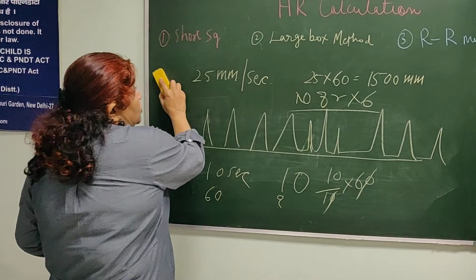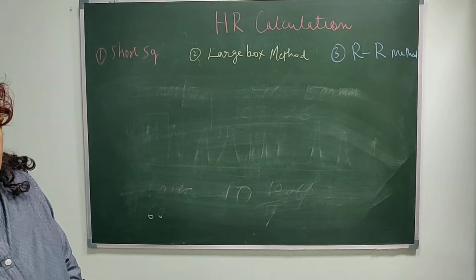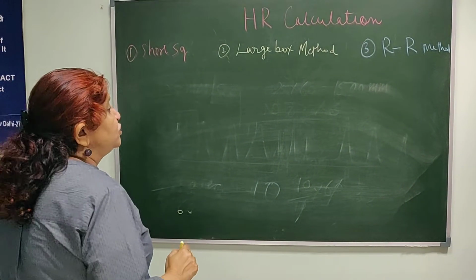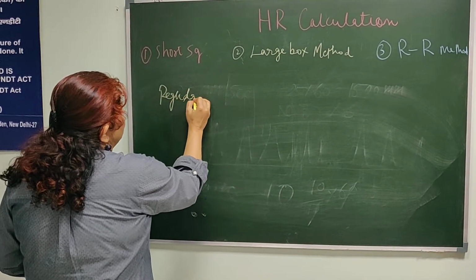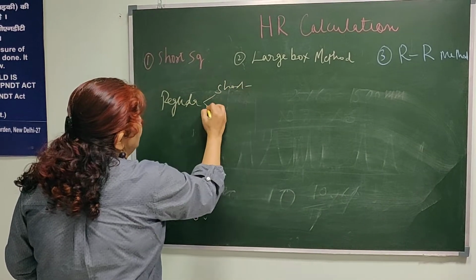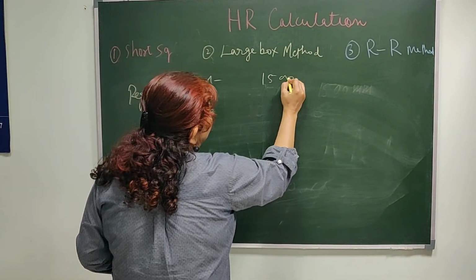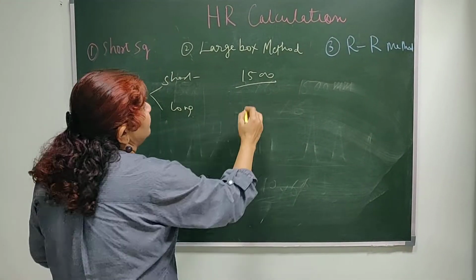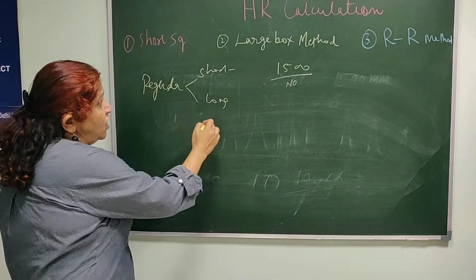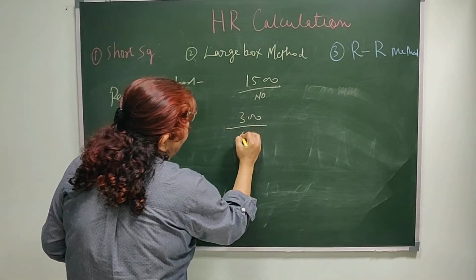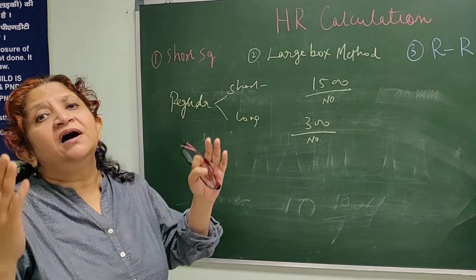So I will revise all the formulas one more time. If you are calculating heart rate by the small square method, which is useful for regular heart rate, okay, so for regular heart rate, we have two methods: the small square method and the large box method. Here the formula will be 1500 divided by the number of small segments between the RR interval. And in the large box method, 300 divided by the number of large boxes between the RR interval.